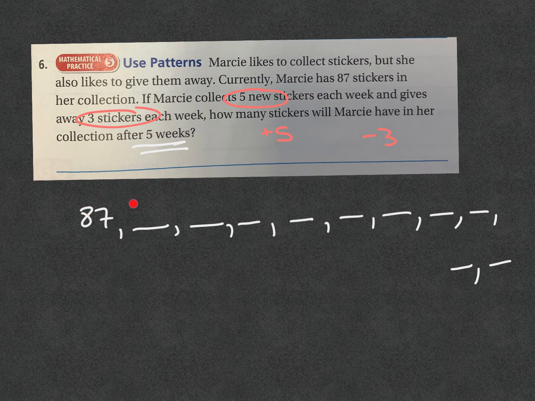So 87 will add 5, 88, 89, 90, 91, 92, 93, and then take away 3. 93 minus 3, oh, that was nice and easy, 90. And then now we just go to that pattern again. So this was the first week. And then we're going to add 5, 90 plus 5, 95. And subtract 3. 95 minus 3 is 92. This is the second week.